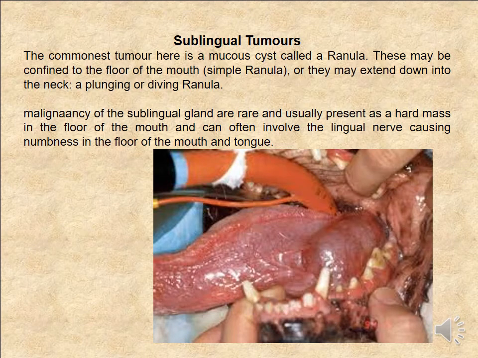The last major salivary gland is the sublingual gland. The commonest tumor here is a mucous cyst called a ranula. This may be confined to the floor of the mouth, a simple ranula, or it may extend down the neck, bulging, called a cervical ranula. Malignancies of the sublingual gland are rare and usually present as a hard mass in the floor of the mouth and can often involve the lingual nerve, causing numbness in the floor of the mouth and in the tongue.